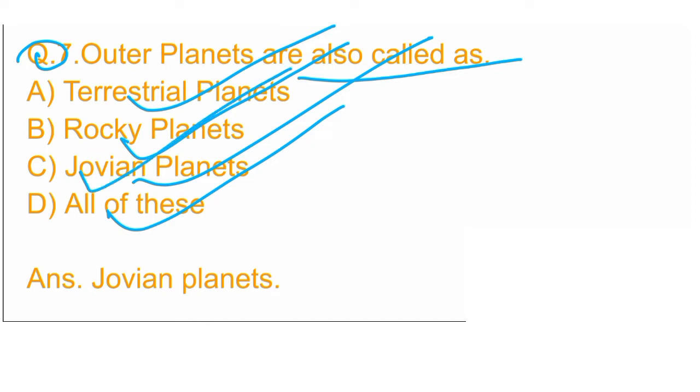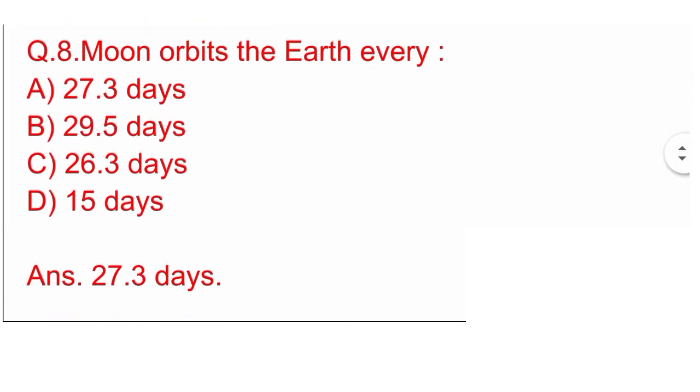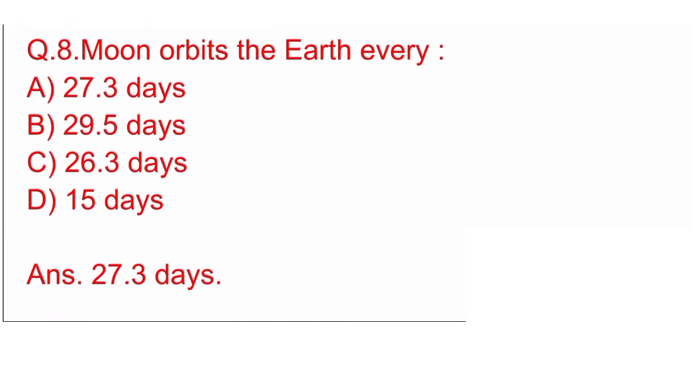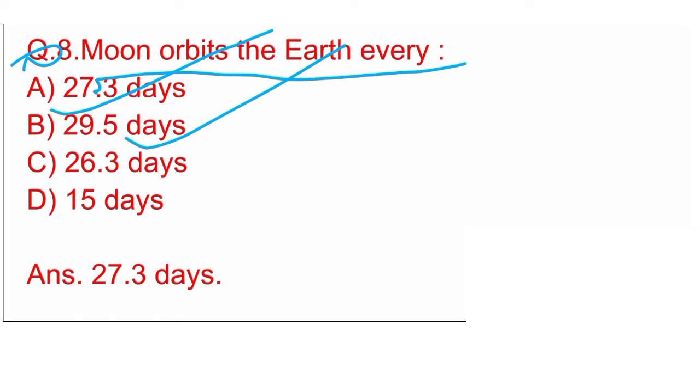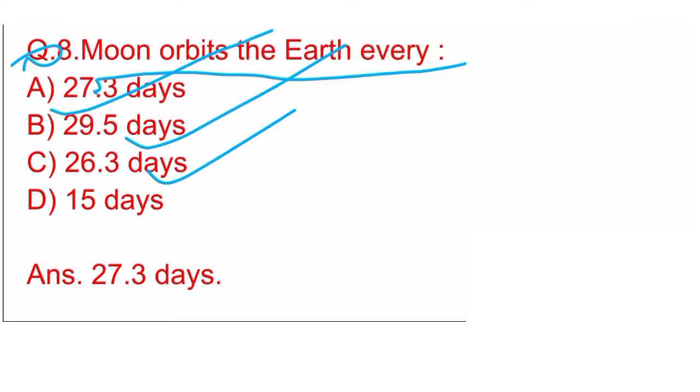Question number 8: the Moon orbits the Earth every? Option A, 27.3 days; B, 29.5 days; C, 26.3 days; D, 15 days. The correct option is A, 27.3 days.